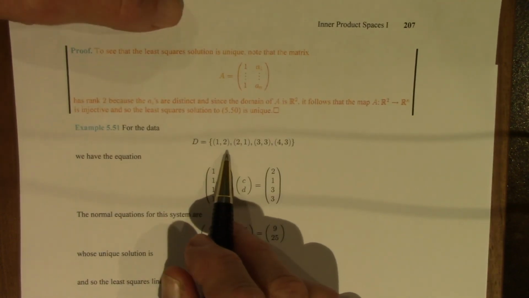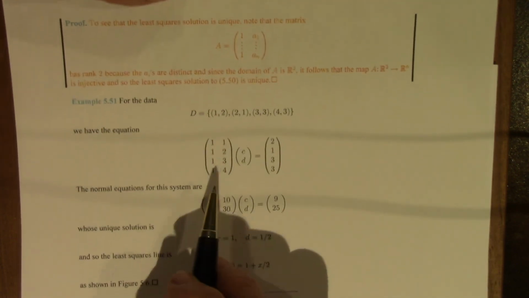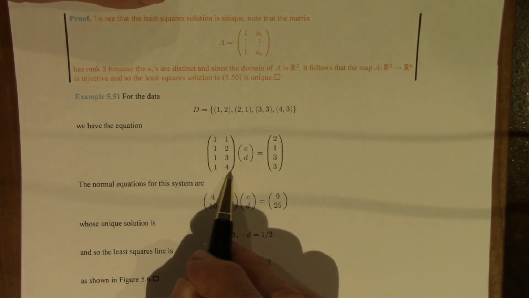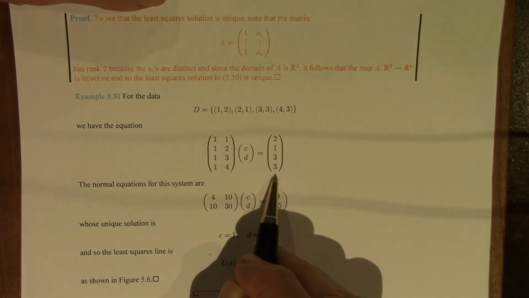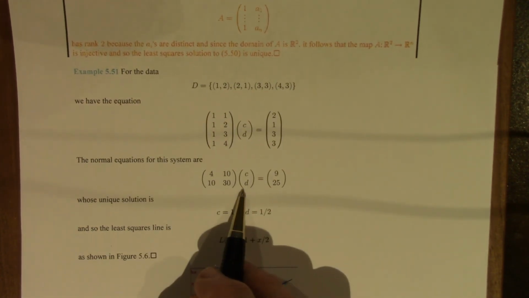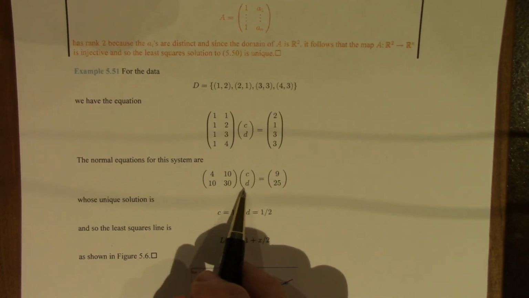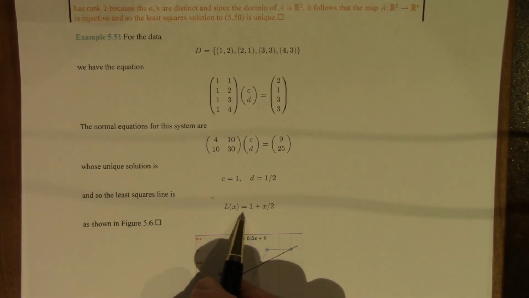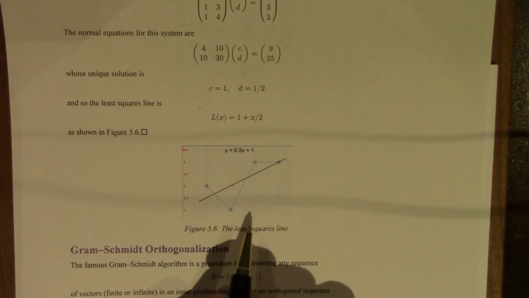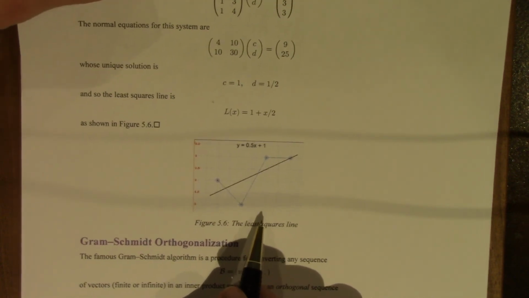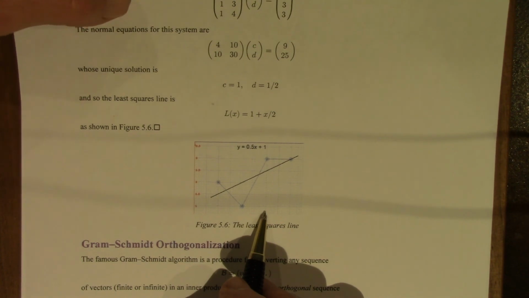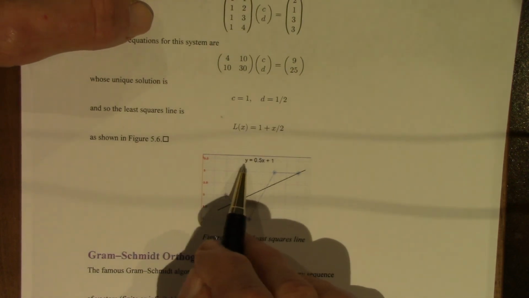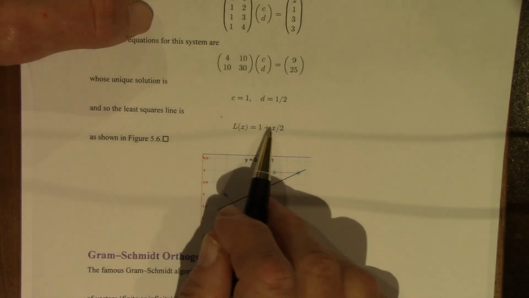So here's an example. I have 4 data points. Here is the appropriate equation. I place the inputs in the second column here and the outputs over here. These are the normal equations for the system. This is the unique solution, so this is the least squares line. I found a program on the internet that graphs least squares lines, and so I plugged in those data points, and this is the picture I got, and here is the equation of the line, which is the same as what we have here.